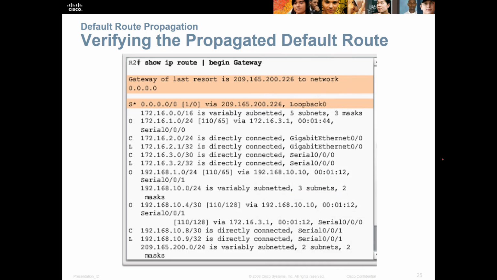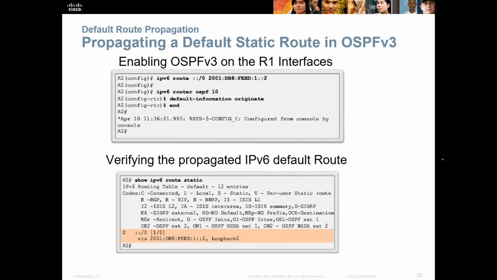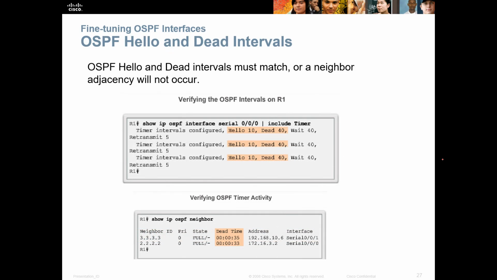How can we verify the propagation of the default route? Go to a different device and do a show IP route. You should be able to see the route that's being propagated. How do we propagate a default route using OSPFv3 for IPv6? Again, same thing, same command, it's just done under the IPv6 router OSPF process ID number.